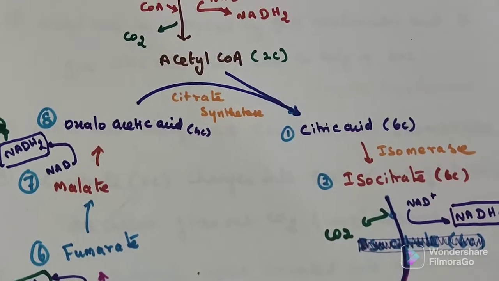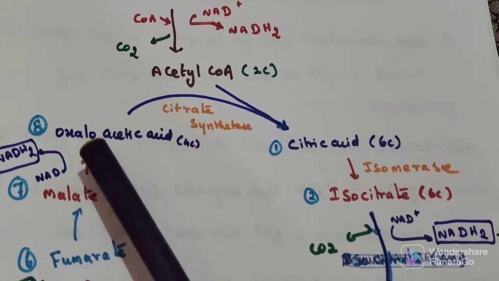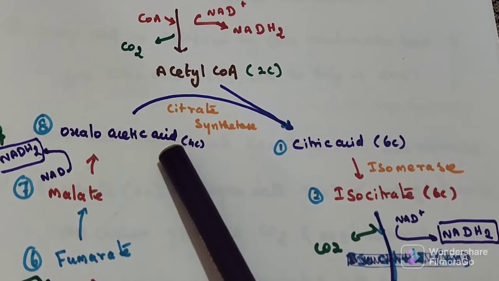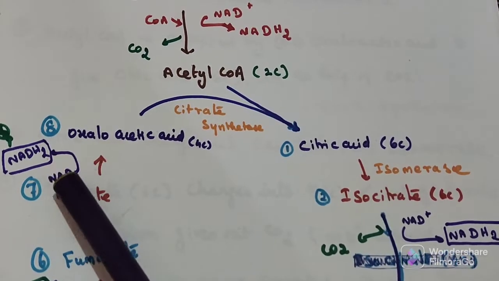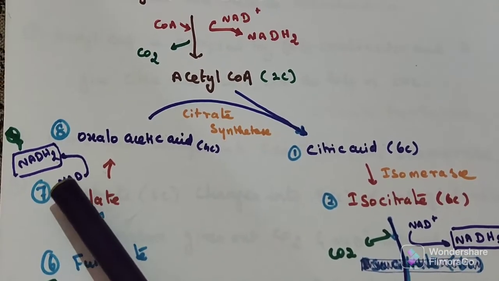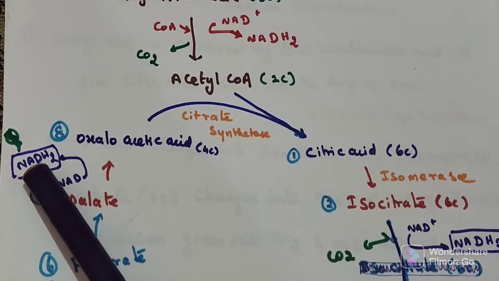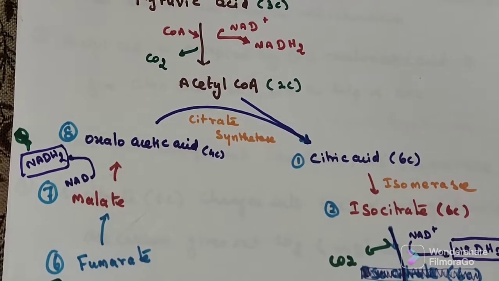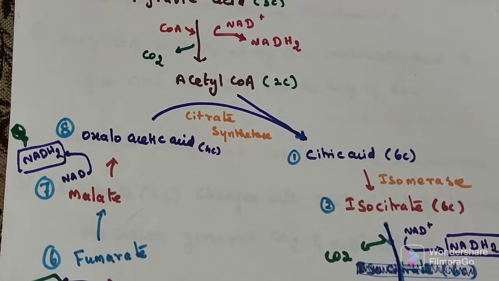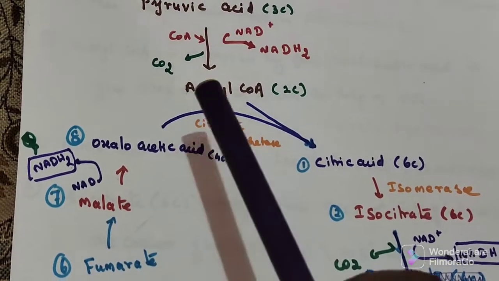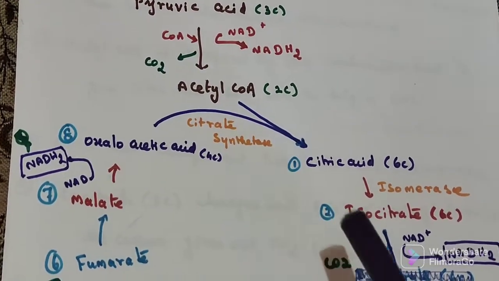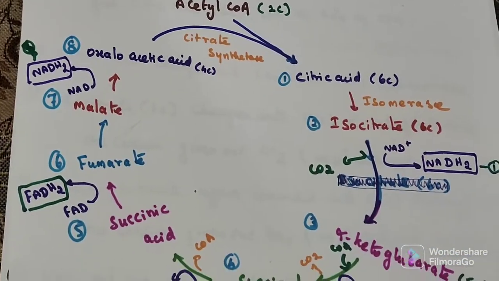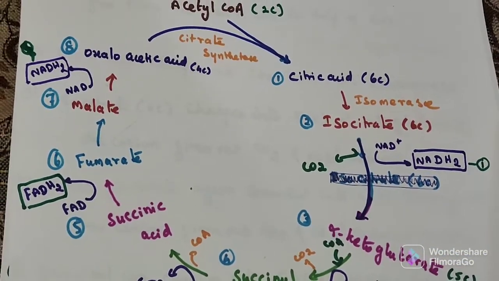Then malate is converted into oxaloacetic acid. Here also a reduction reaction will occur. NAD is converted into NADH2. Then this oxaloacetate accepts the acetyl-CoA, and then it forms citric acid. It will continue as the Krebs cycle.